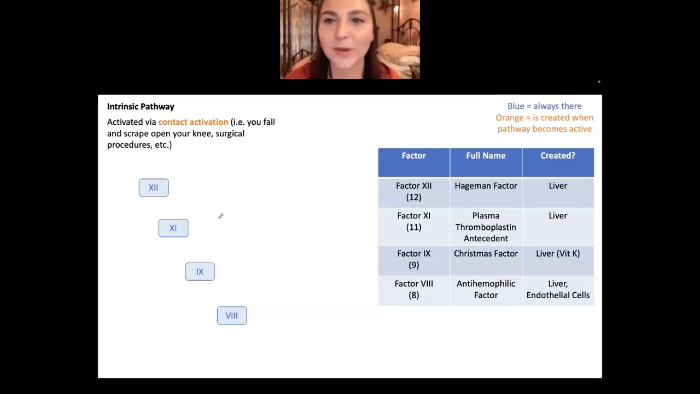Okay, so with this chart over here, if it's blue, that means it's always there. That's why I have my zymogens already there. They're already present. So we have 12, 11, 9, and 8. They're made by the liver, right? The liver just makes them all the time. But again, this is why zymogen pathways exist in the body: they're not activated right away. It's kind of like a quality control thing. They're there, but we didn't activate them yet. So it's kind of like a checkpoint. So blue is always there.